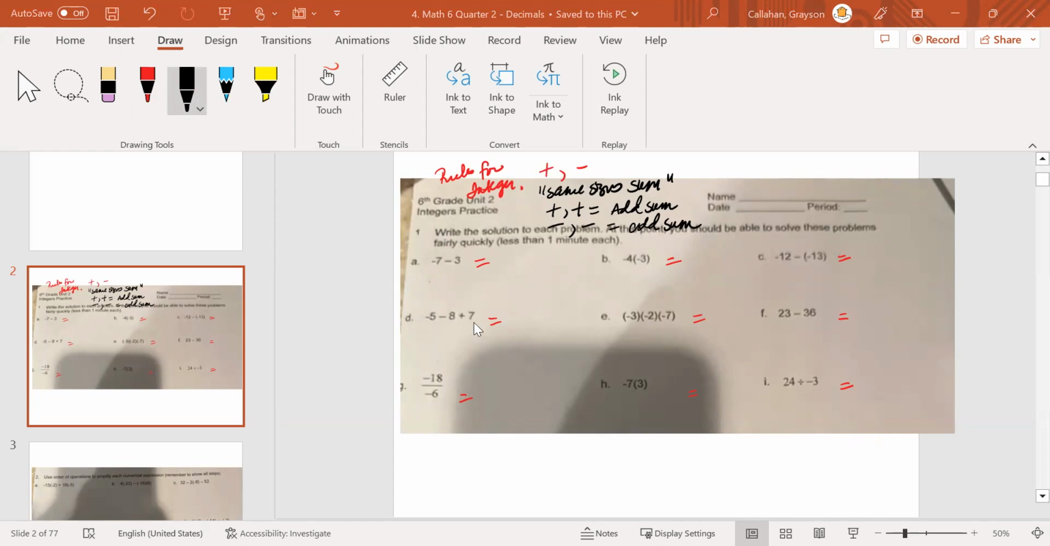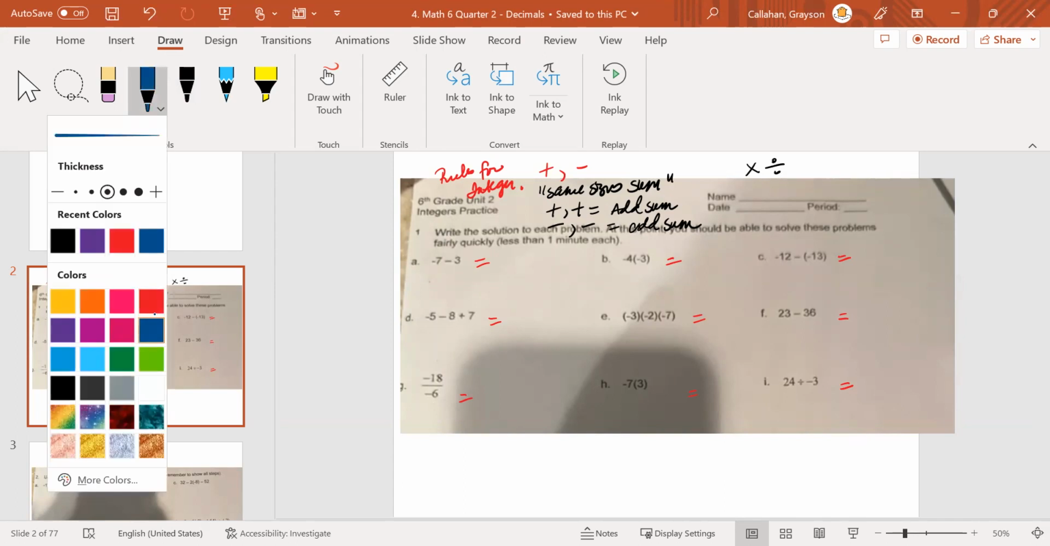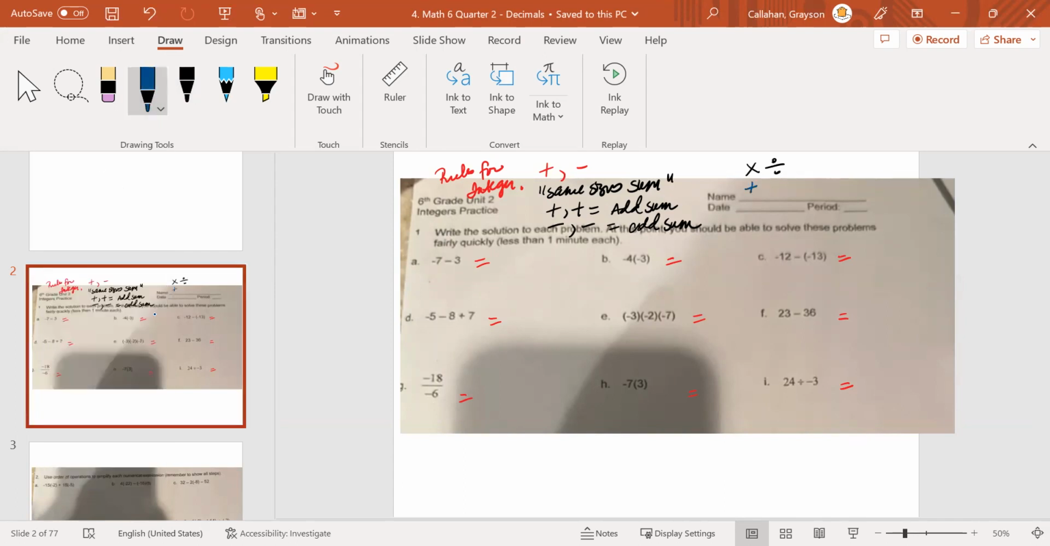Okay, so then we're gonna go ahead and look at the multiplication and division rules. The rule is that if you have a positive number multiplied by a negative number, or a positive number divided by a negative number, this is going to be a negative answer, right? You still multiply and divide.